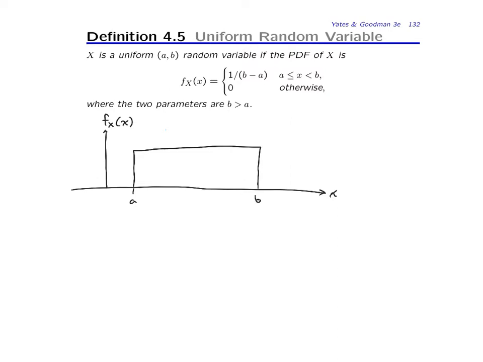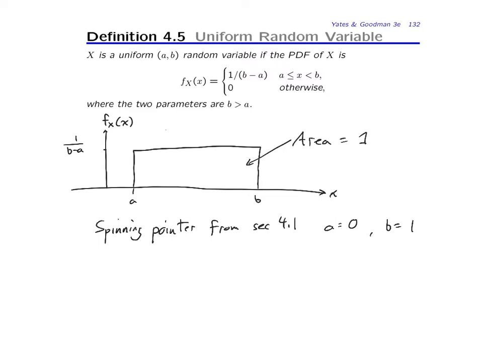The first example we solved with this was the spinning pointer from section 4.1. In this case, A was equal to 0 and B was equal to 1. The height of this PDF is 1 over B minus A because the PDF has the property that the area under the curve is always equal to 1. And if the width is B minus A, then the height has to be 1 over B minus A.